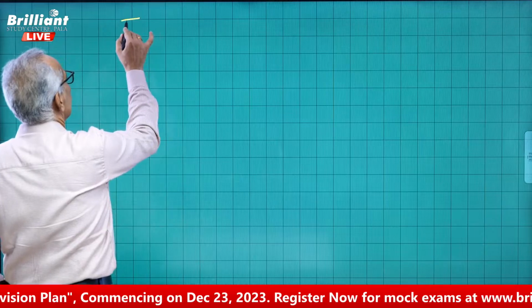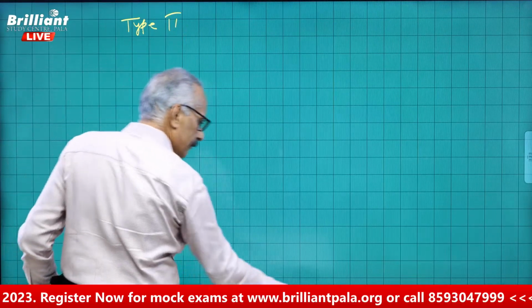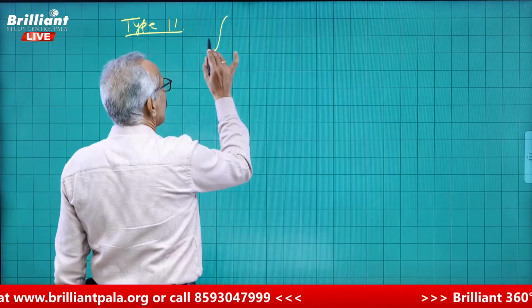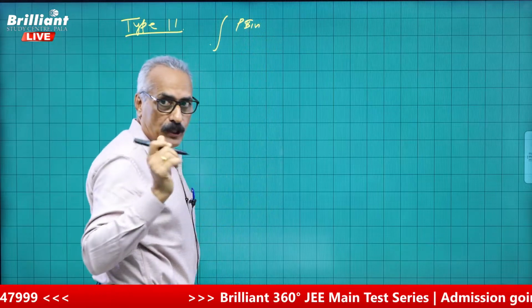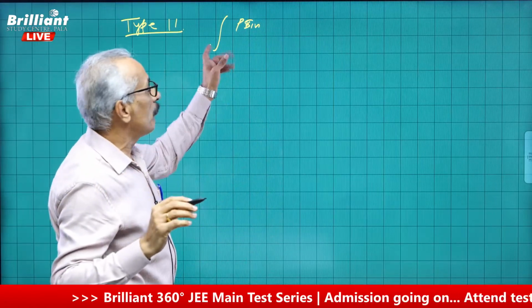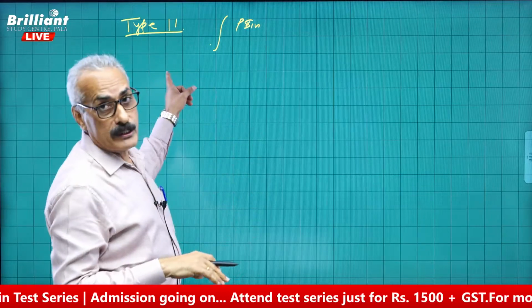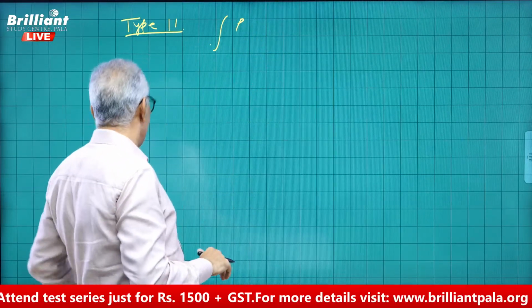We will have quickly the other one. I say type 11. Type 10 was algebra. Now this is trigonometry, it's integral of p sin x. It's very important. I have taught you 10 types apart from your substitution. This trigonometry is a very, very important type.